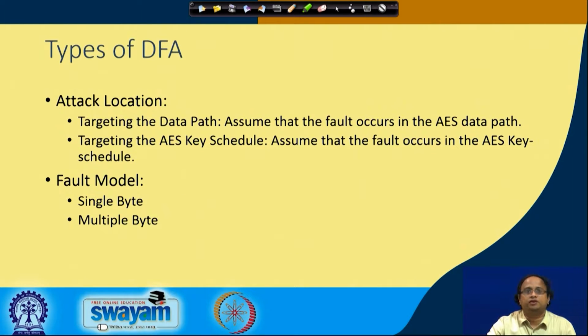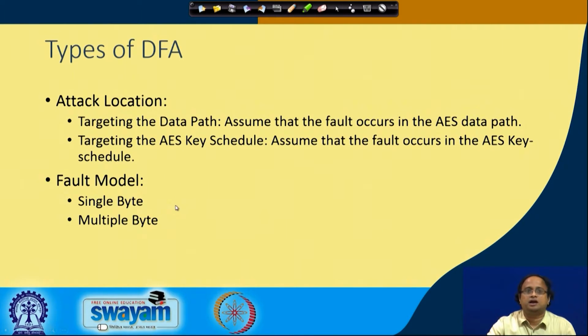There can be different types of DFA. For example, you can target the data path, assuming the fault occurs in the AES data path. You can also target the AES key schedule, assuming the fault occurs in the AES key scheduling algorithm, which leads to different variants of fault attacks. Another very important characteristic when defining a fault attack is the fault model, that is, what assumptions are you making behind the fault attacks, and what kind of faults are you assuming?